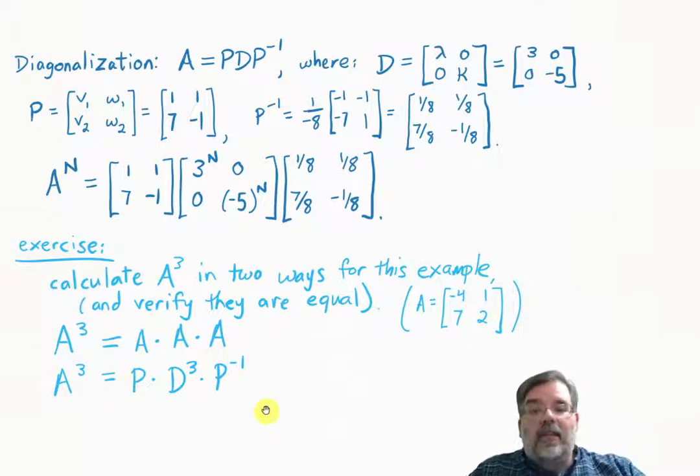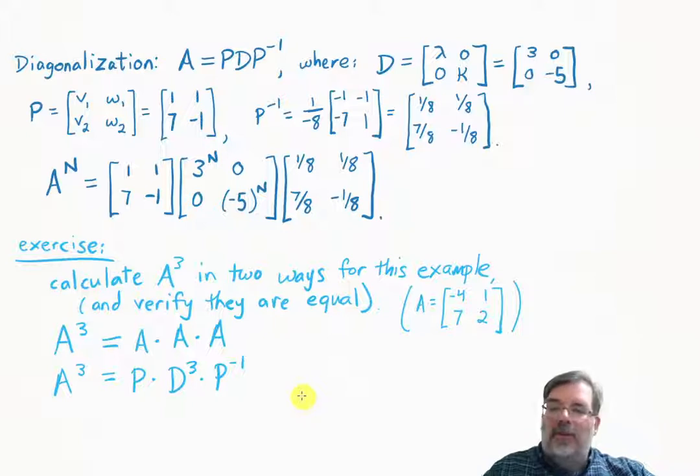And then calculate it using the diagonalization formula. In this case, we're going to raise the eigenvalues to the third power, and then just multiply these through. And, assuming everything works out here, hopefully there's no math mistakes, you should get the same answer in both of these expressions, which gives you a way to check your work, which is very convenient. But go ahead and give that a try.